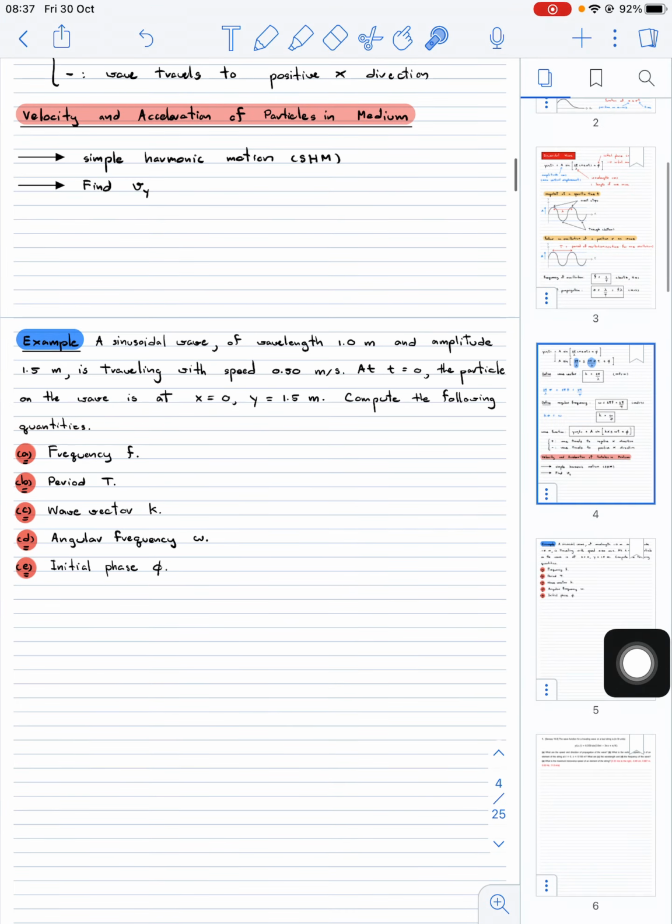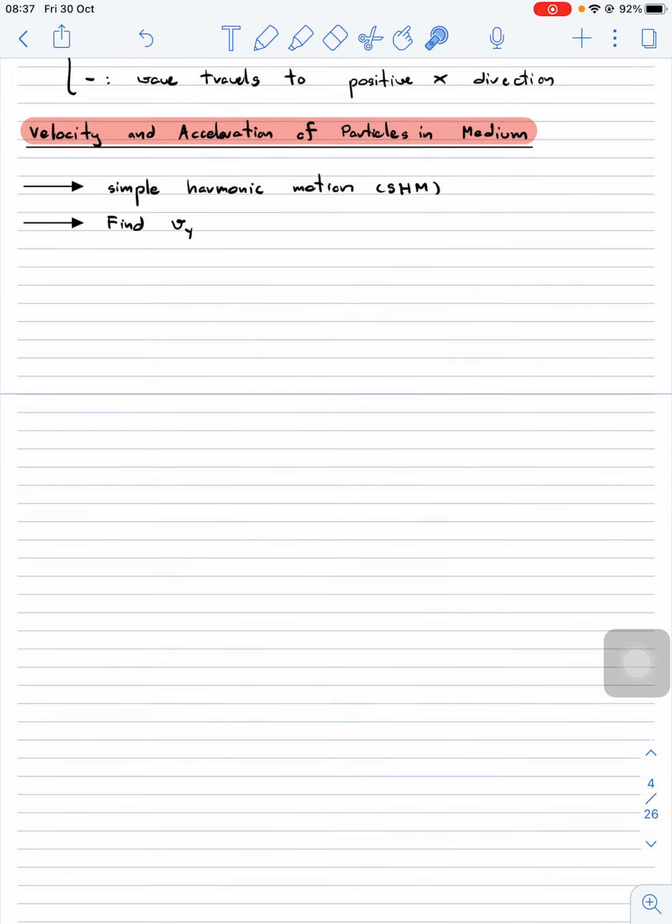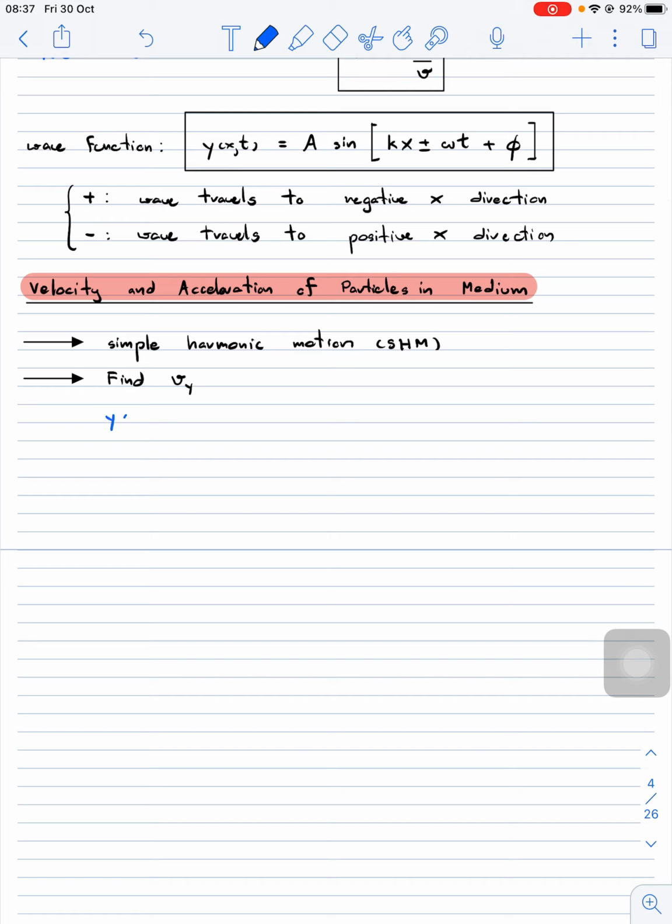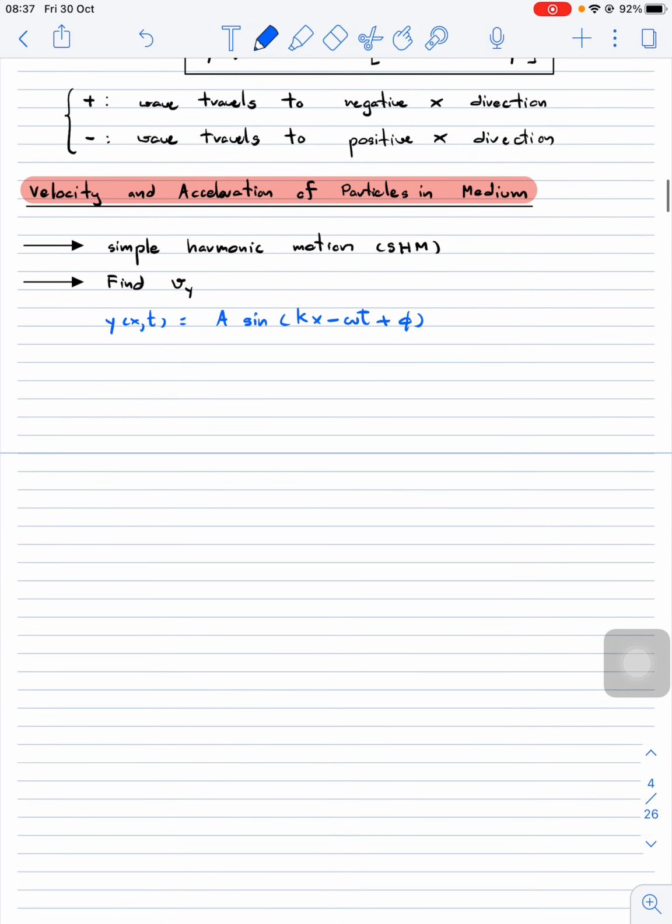Let's see. From the function y(x,t) equal to A times the sine of kx minus omega t plus phi. Let me just pick the negative sign here, so let's say that the wave is just traveling in the positive direction. But now I just want to find the Vy. What is the Vy? The Vy just means dy over dt, so it's going to be the derivative of the displacement y with respect to time t.